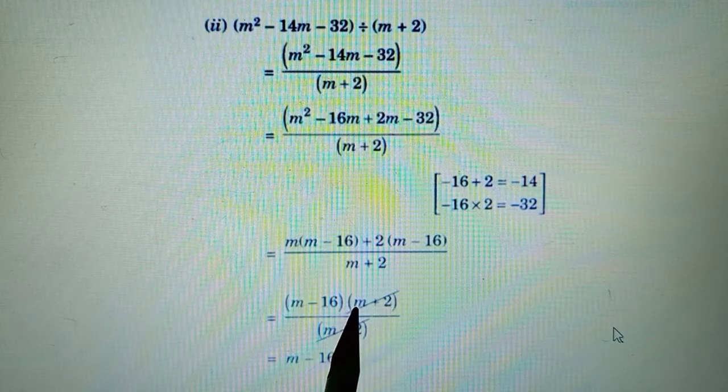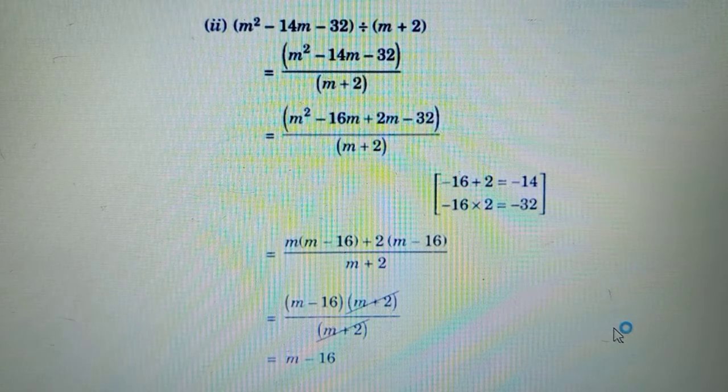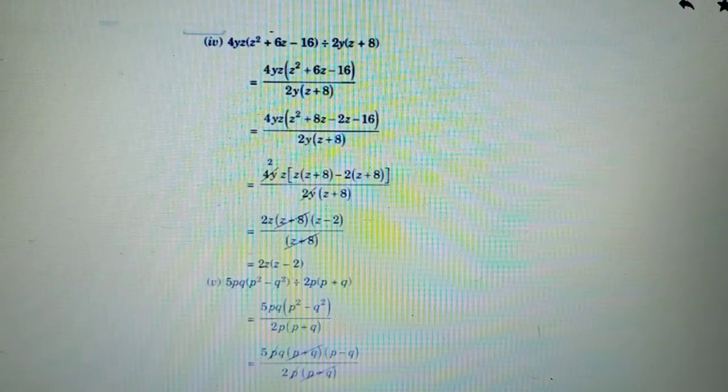So this m plus 2 was the same as what we had in the denominator. So again, that would cancel out. Okay, so this is dividing by factorization. So our quotient is m minus 16. Look at the fourth one now.